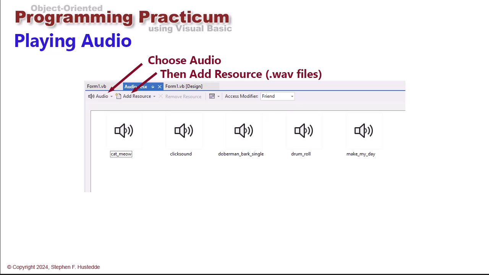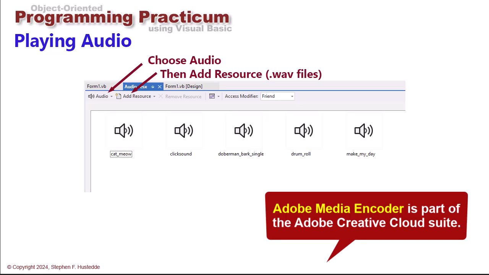I'm going to choose audio and then click Add Resource, and I can go out and find audio files that I want to include. Now, Visual Basic only supports WAV files in this method. There are ways to convert things like MP3s into WAV files using other programs such as Adobe Media Encoder.